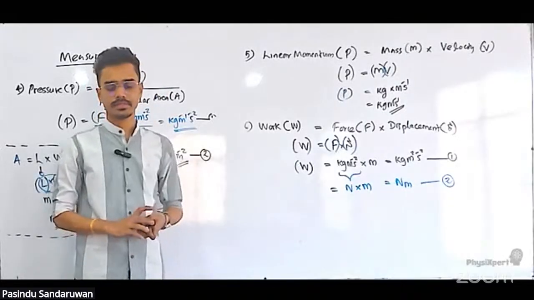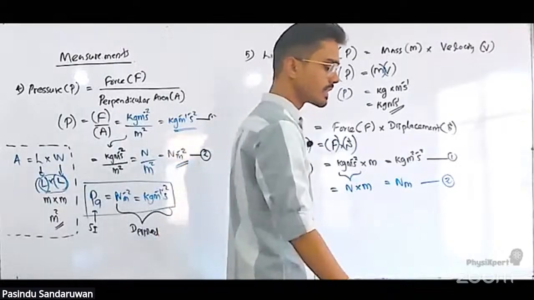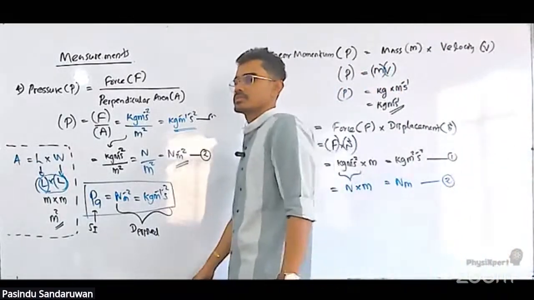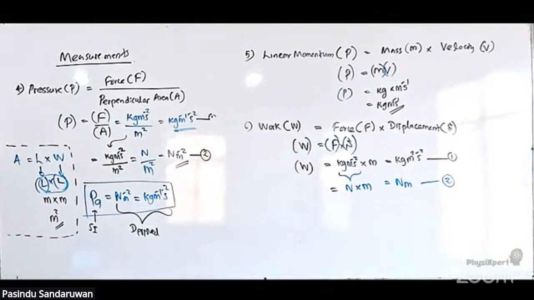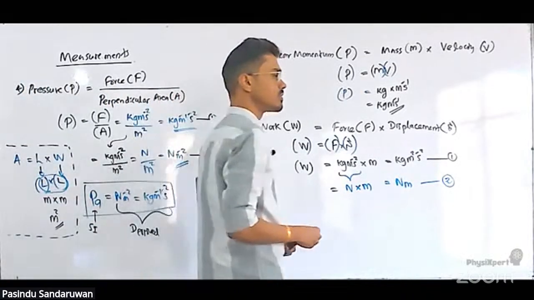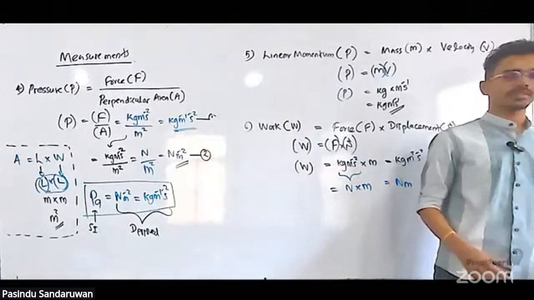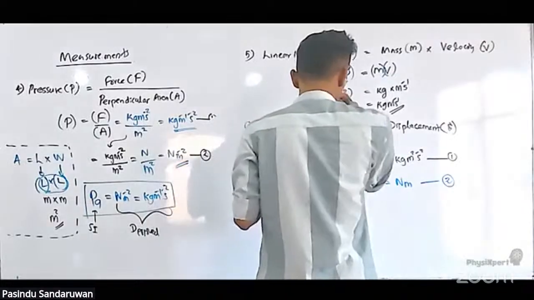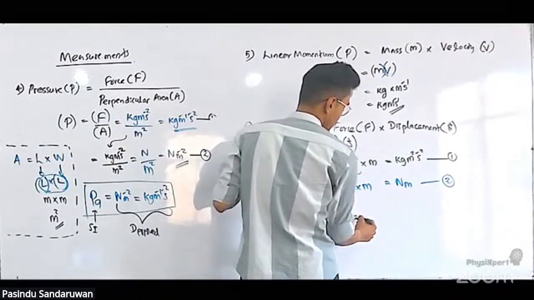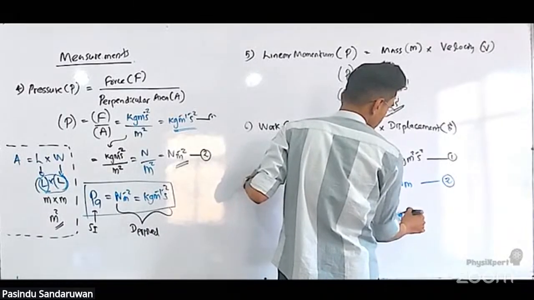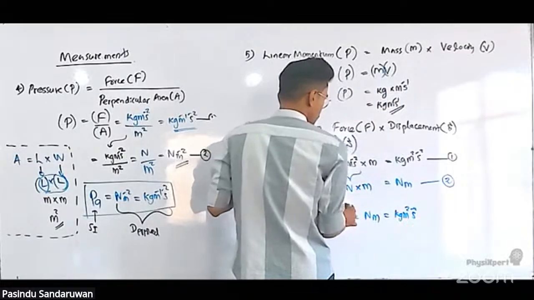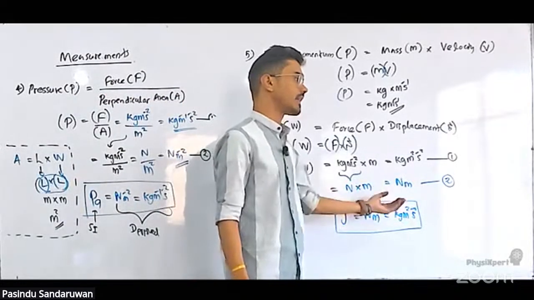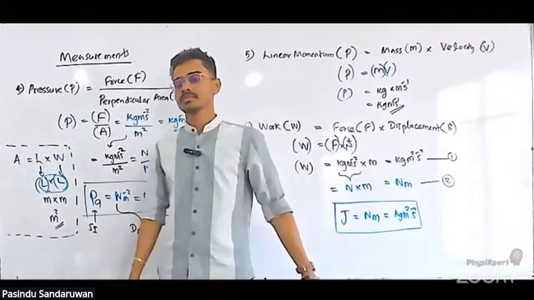But SI unit of work is joules, within brackets, capital J. Which means joules equals Newton meters equals kg m squared s minus 2. Write this down and highlight. To play around with these units and convert back and forth, we have to know these expansions. That's the importance of that.